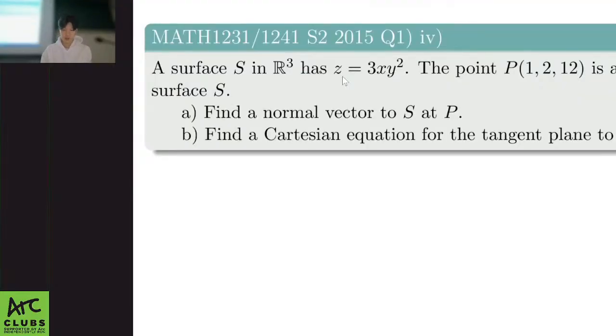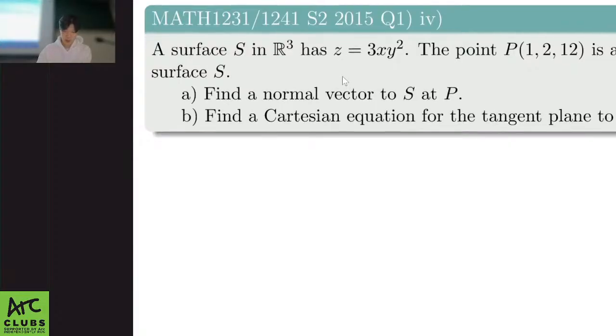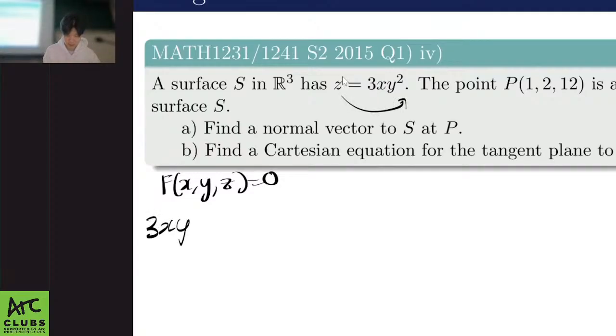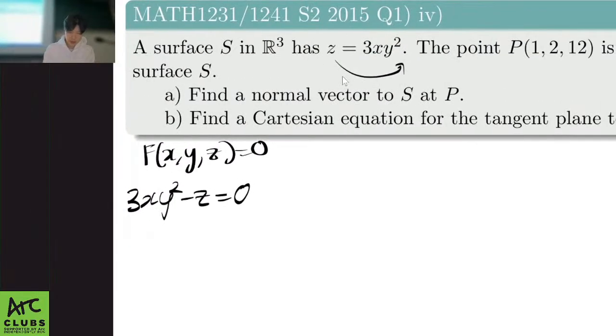So if I have a surface z = 3xy² and I have a point (1, 2, 12), how do we find a normal vector? Well, we want it to be in the form f(x, y, z) = 0. So moving the z to the other side, we have 3xy² - z = 0. That means the normal vector is going to be given by the partial with respect to x, the partial with respect to y, and the partial with respect to z.